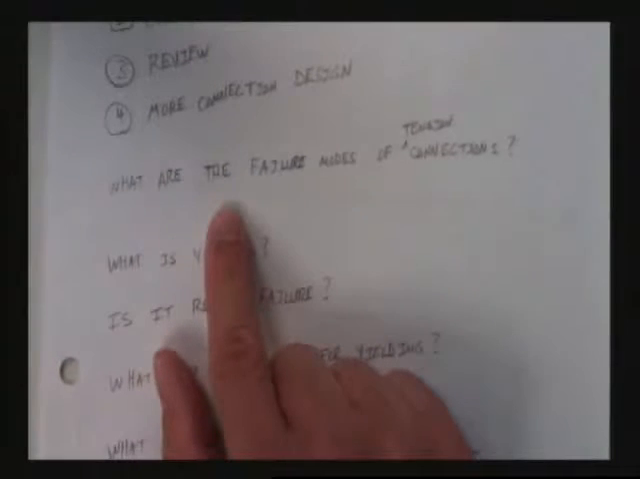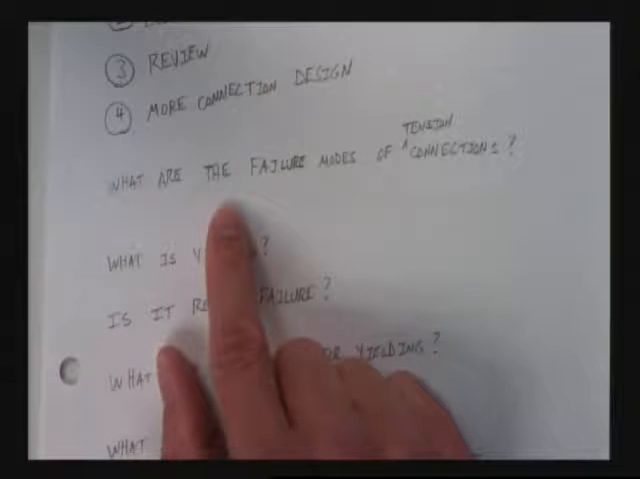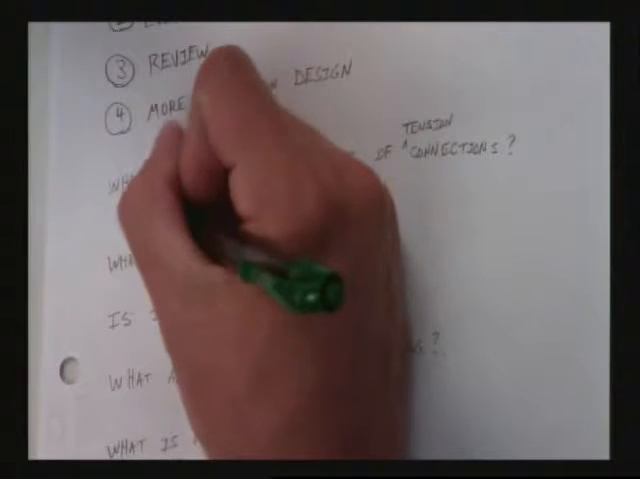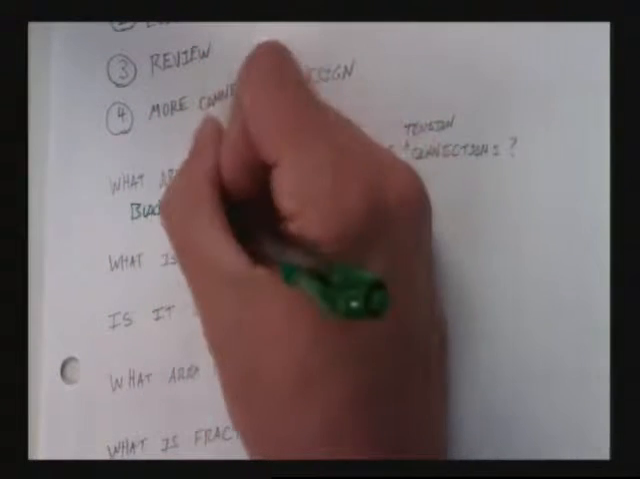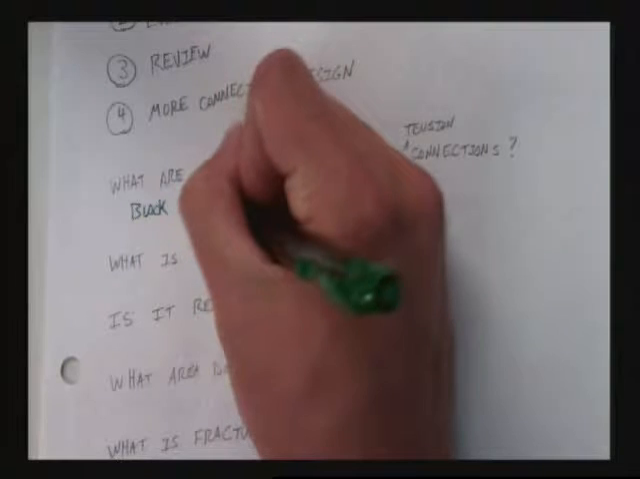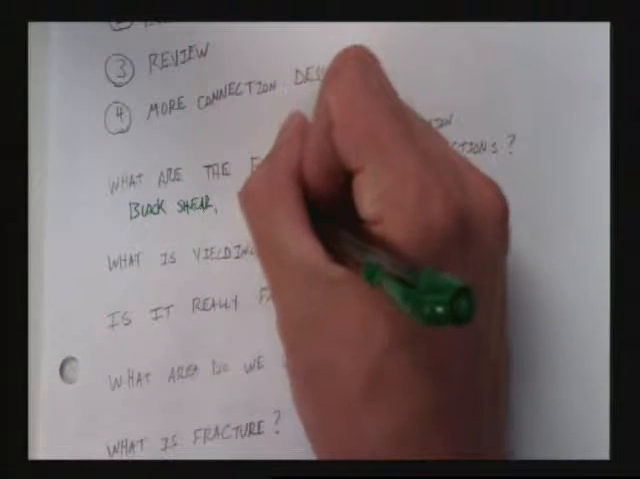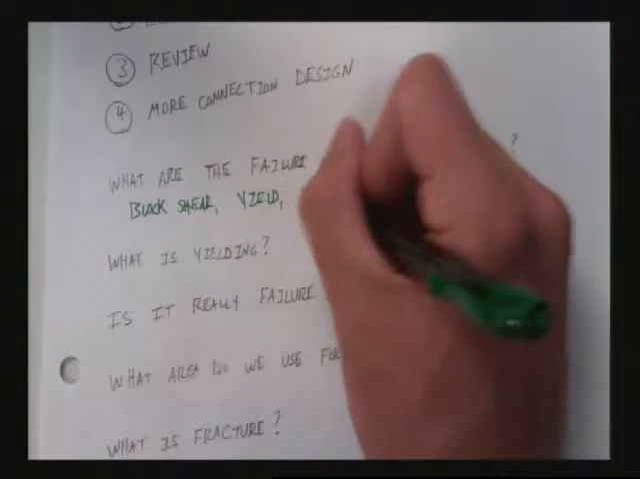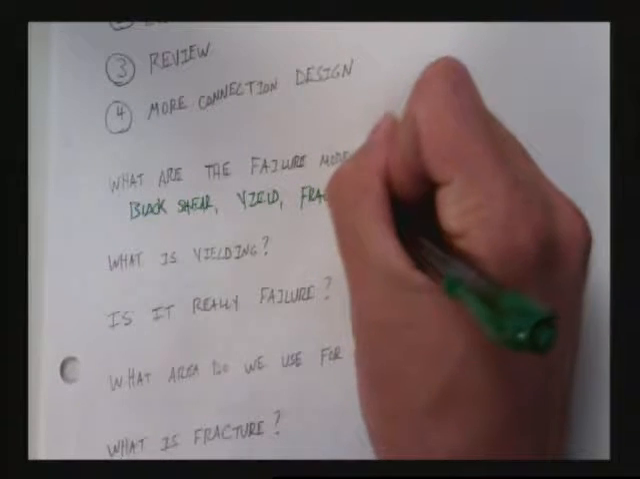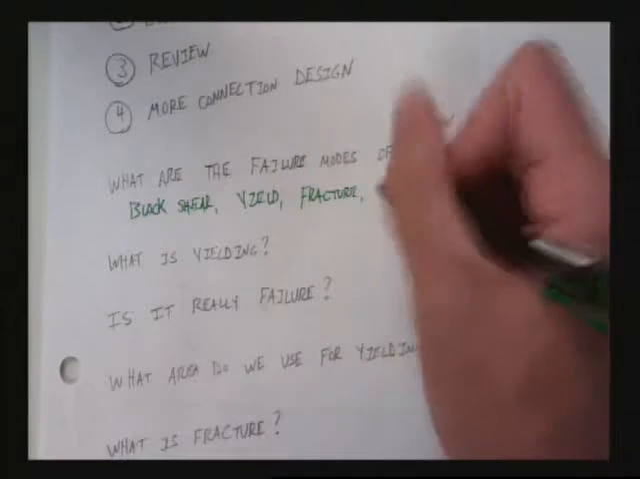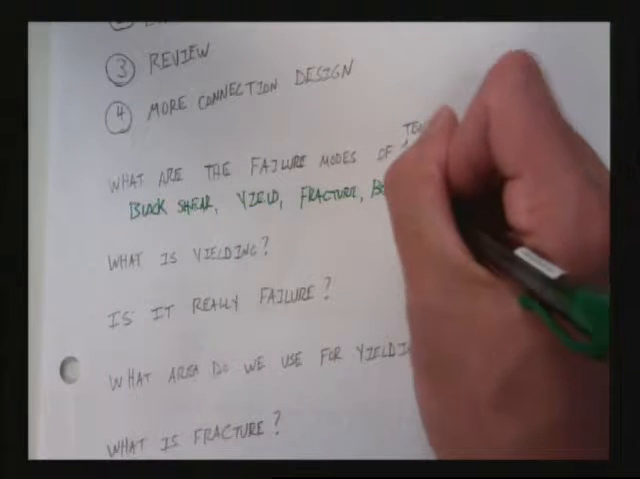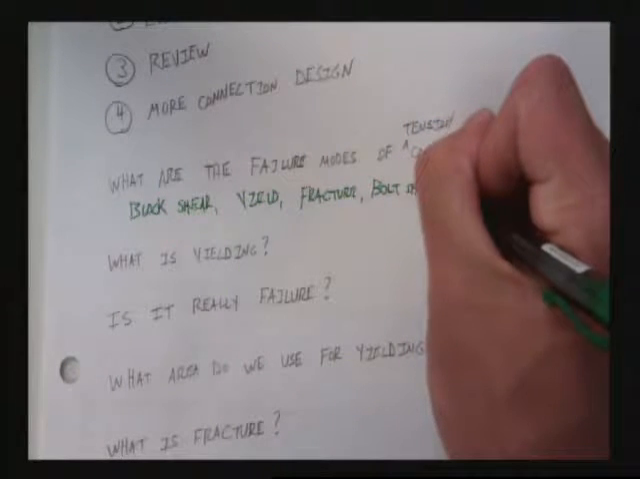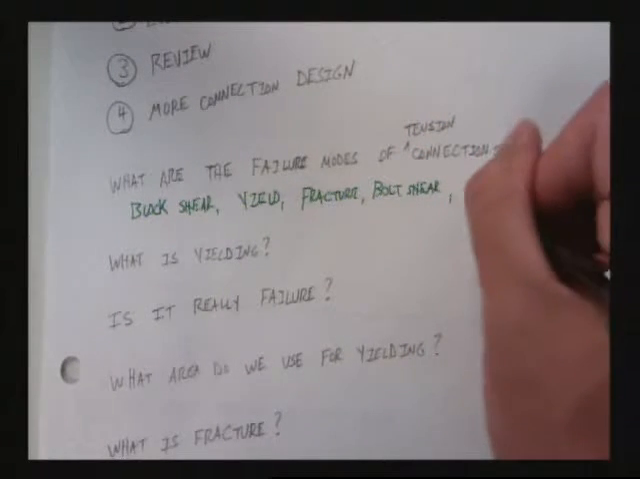So I asked this first review question here. What are the failure modes of tension connections? What are the things that we check for? Block shear is one of them. What else? Yield. Fracture. Bolt shear. Bearing and tearing, right?